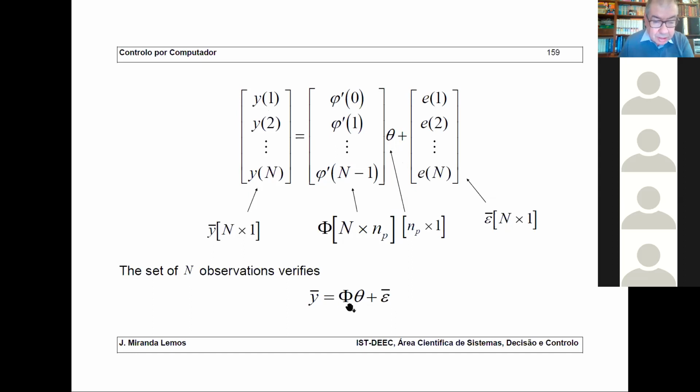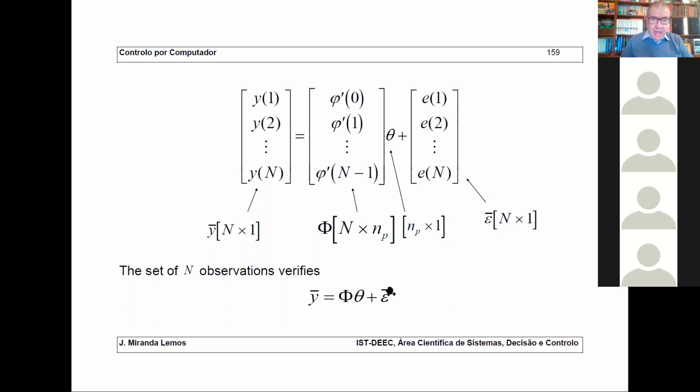Now I have a matrix. So could I say that theta is the inverse of phi multiplying y bar? No, because you have the error.